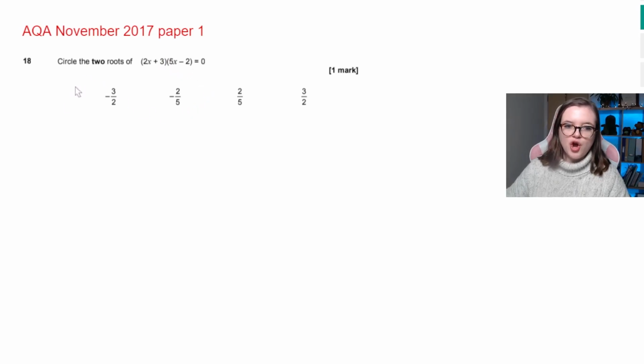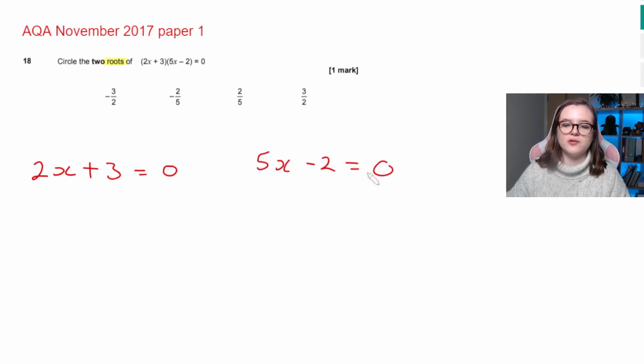Okay, then, so roots is essentially a fancy word meaning solution. So you use a lot of fancy words in maths, don't they? They never get to the point, do they? So roots essentially just means solutions. So what we're going to do from here is they've already factorised it for us. How nice of them. All we're going to do is make each of those brackets equal to 0, what we'd normally do if we saw it was equal to 0 in the question. So we're going to then get 2x plus 3 equals 0 and 5x minus 2 equals 0.